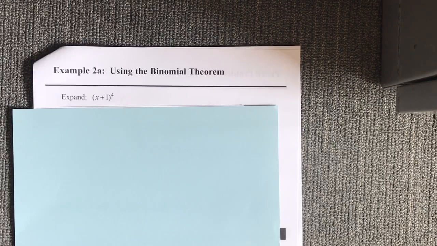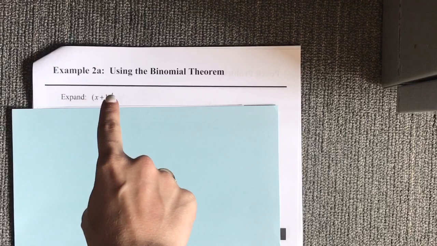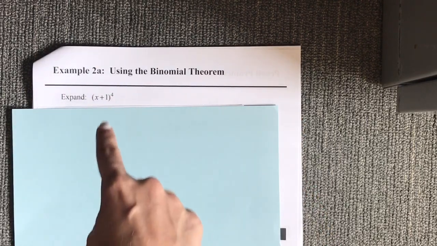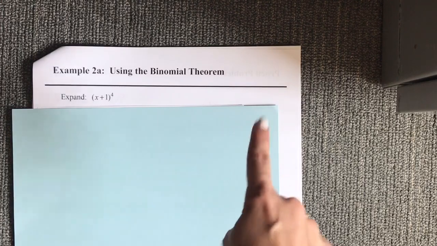Example 2a, this is the printed problem. We're asked to expand x plus 1 all raised to the fourth. First of all, let's use what we learned in the warm-up about the patterns with the exponents. x is going to start with a power of 4 and go down until it's a power of 0, and then the 1 is going to start with the power of 0 and go up until it's a power of 4.